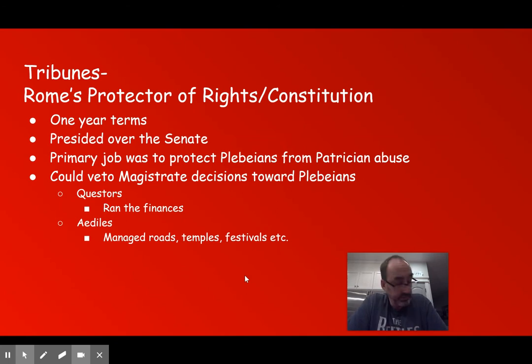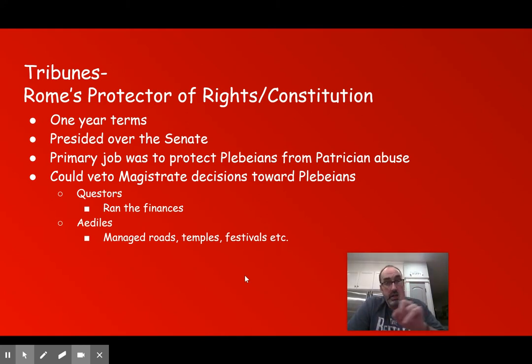Okay, now the tribunes. The tribunes are kind of interesting. If you remember back a couple of slides, it had the tribunes under the plebeians. There were up to 10 tribunes. And this is kind of what Rome's constitution was. The Roman government did not have a written document that said, these are the rules. The United States has what's called the Constitution, which is actually the rule book for our government.